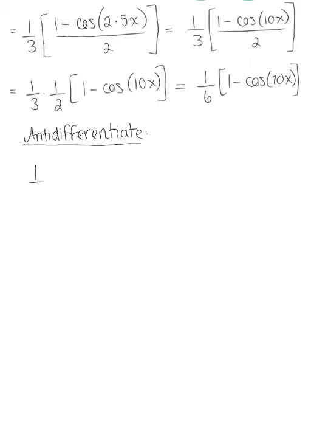And so we now have 1/6 multiplied by the integral of 1 minus cosine of 10x dx. And so let's think about the anti-differentiation rules that we need. We have this constant 1. So to integrate here, we think for some constant k, the integral of k dx is equal to that constant k times x plus c.